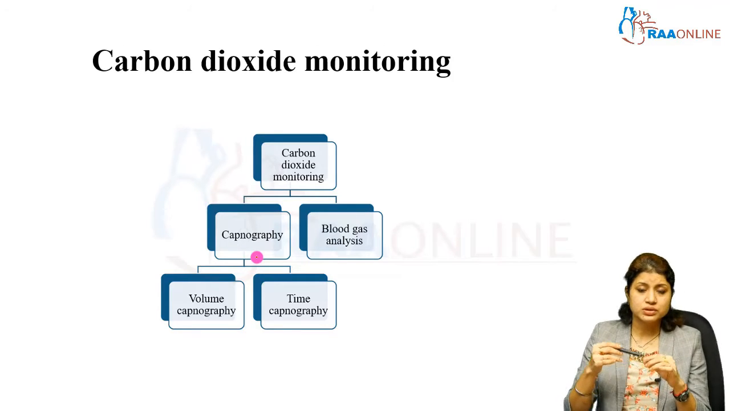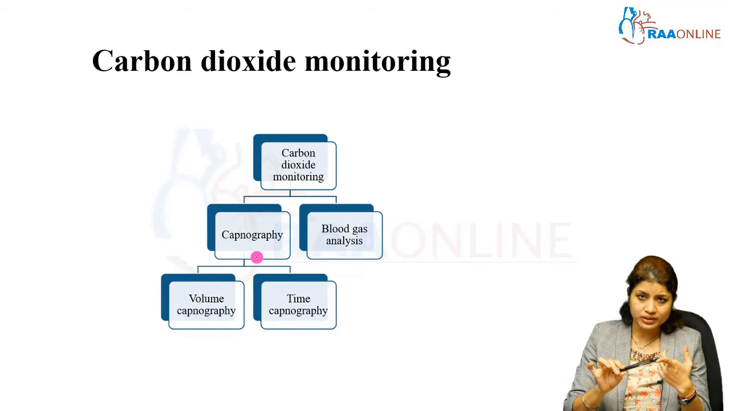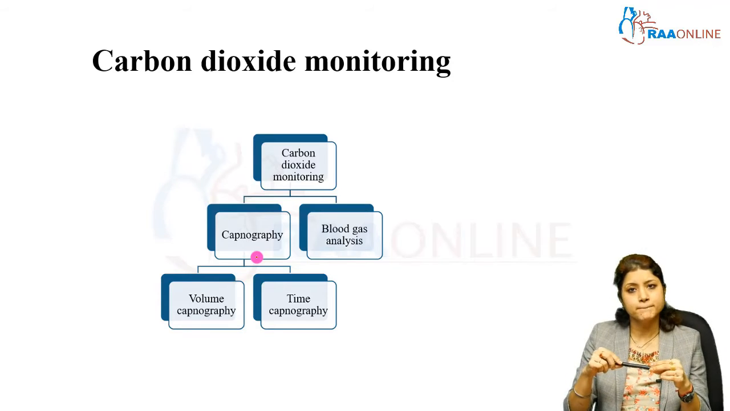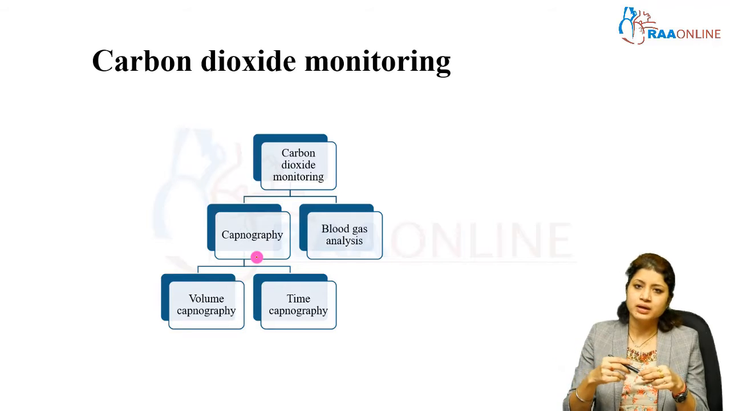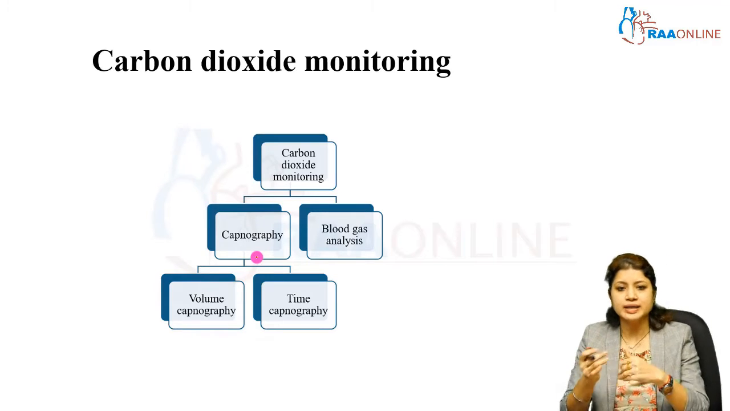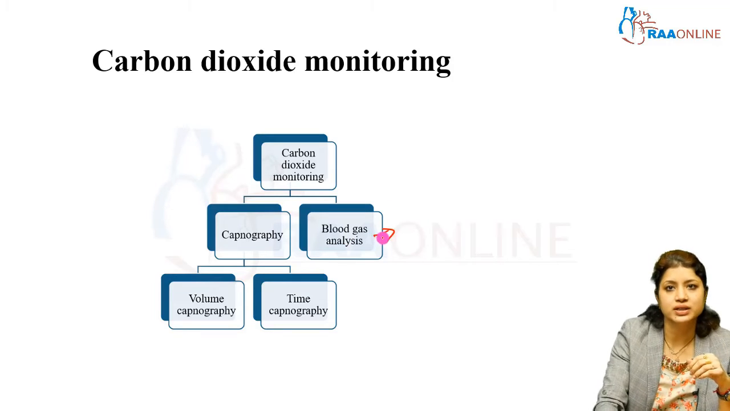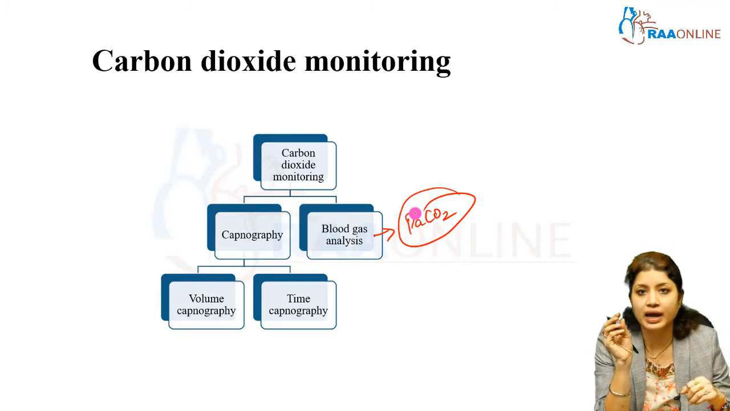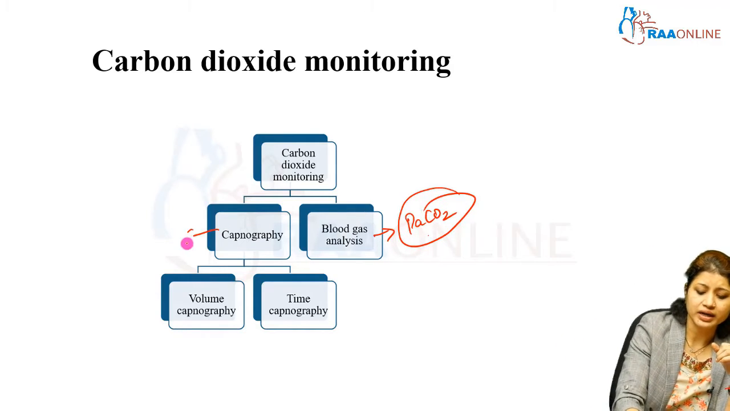So, carbon dioxide monitoring is conventionally done either through capnography, which is a non-invasive monitoring, or through blood gas analysis, which is to a certain extent an invasive monitoring, but it gives you the true value of your arterial carbon dioxide. The level of carbon dioxide you get through the blood gas is called PaCO2, that is your accurate carbon dioxide level in your alveoli or arterial blood.